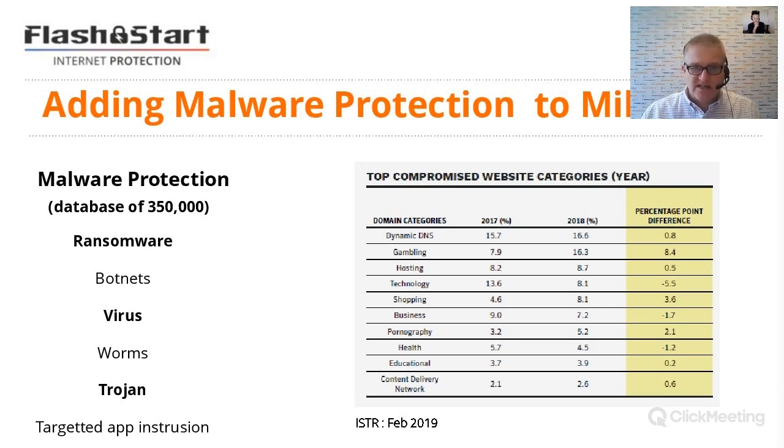And see here on the right-hand side, this is from the ISTR research, February 29, about the top domains that are the source of these malwares. Dynamic DNS, gambling, hosting, technology, shopping, business, pornography, health, education, and CDN networks. We do all these. And through that, apply our protection.